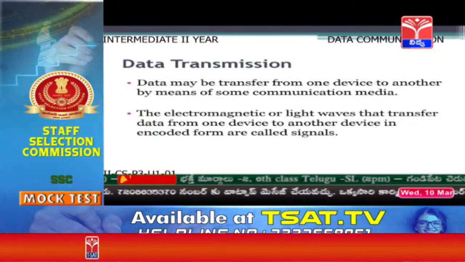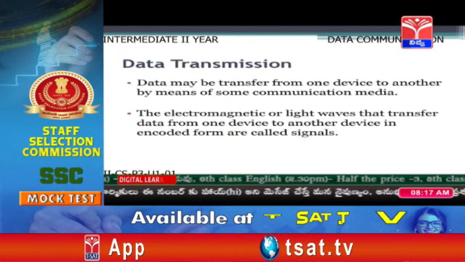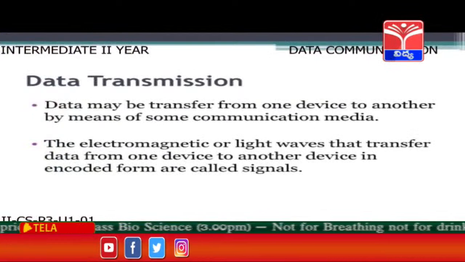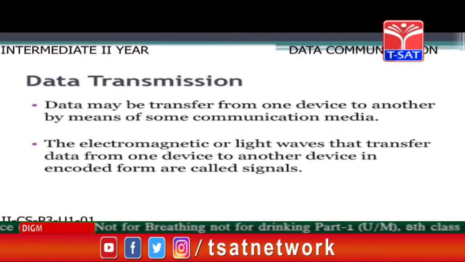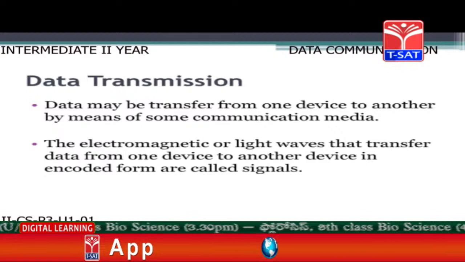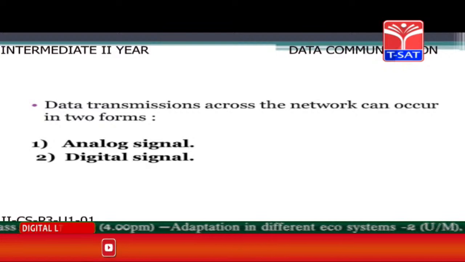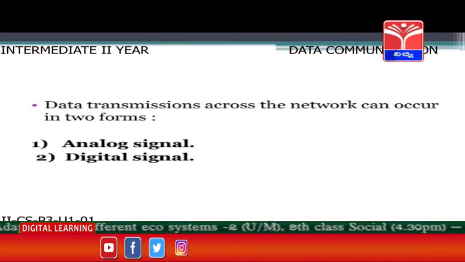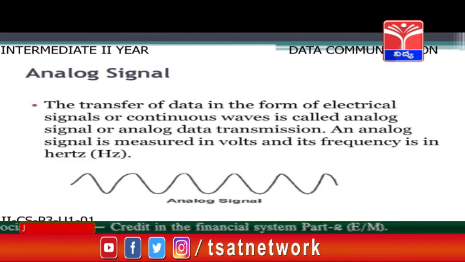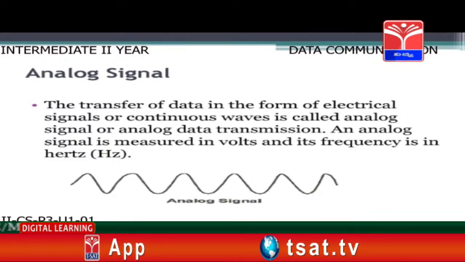Methods of data transmission. Data can be transferred from one device to another by means of some communication media. The electromagnetic or light waves that transfer data from one device to another device in encoded form are called signals. Data transmissions across the network can occur in two forms: analog signal and digital signal. What is analog signal? The transfer of data in the form of electrical signals or continuous waves is called analog signal or analog data transmission.